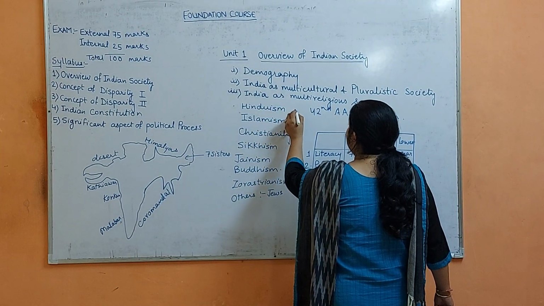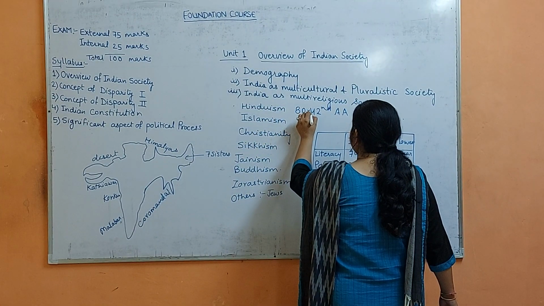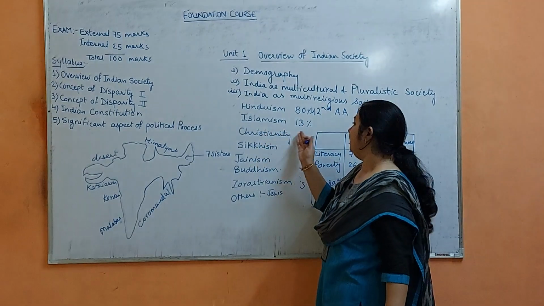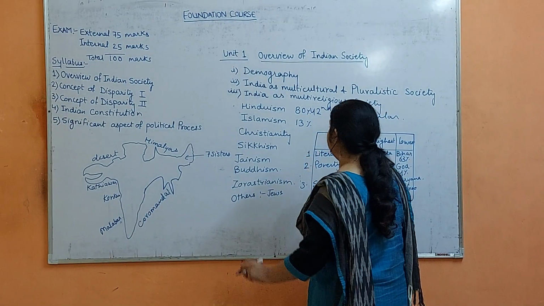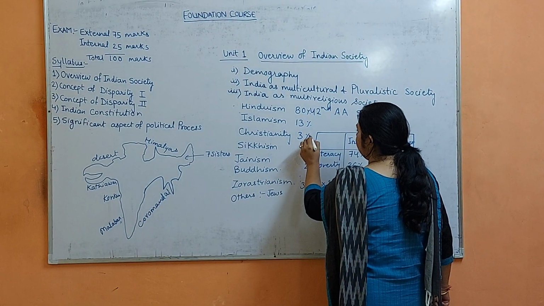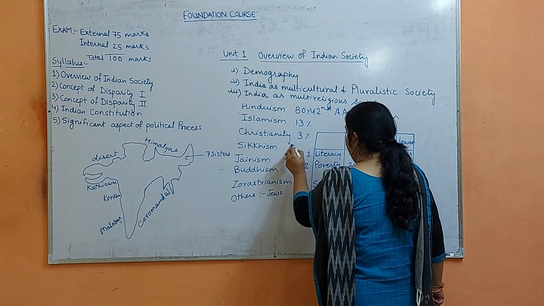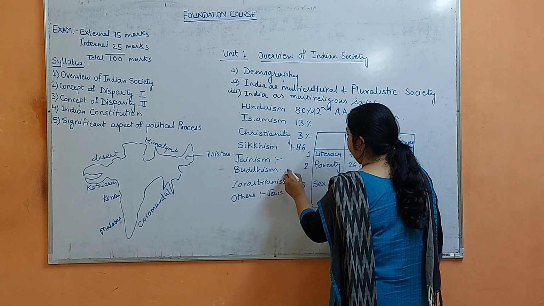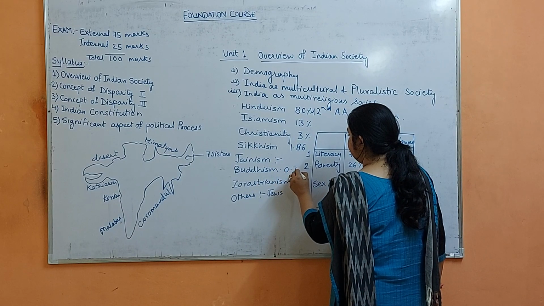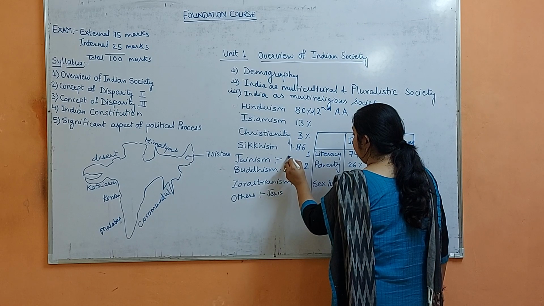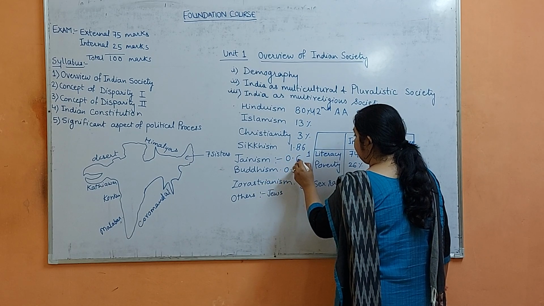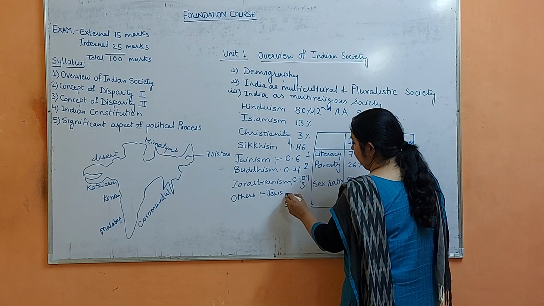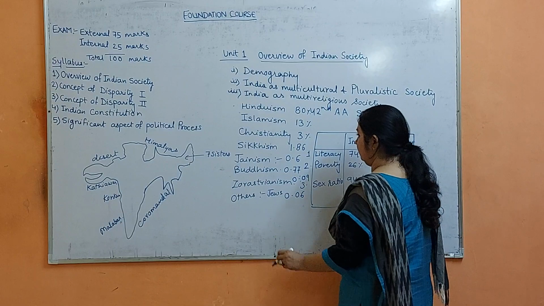Now Hinduism, Hindu forms nearly 80% of the population. People following Islamism form nearly 13%. Somewhere around 3% is Christianity. 1.86 is Sikhism. Buddhism is 0.77. Jainism is 0.6. Zoroastrianism is 0.09, and 0.06 is others.